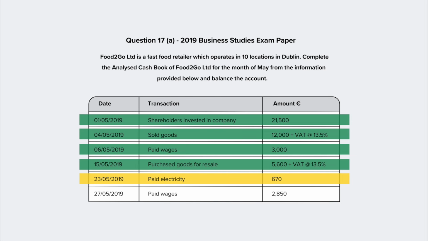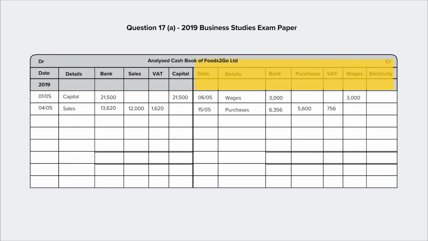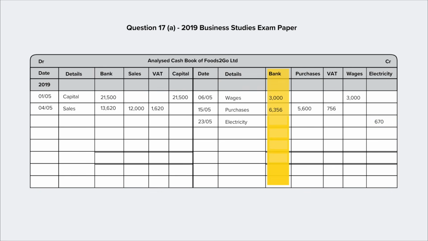Next up, on the 23rd of May, we paid electricity, which was 670 euro. So ask yourself, was this money into our business or out of our business? We paid it, so it's money out, which goes onto the credit side. Insert the date, some details, and look for an electricity column. Insert our amount of 670 euro here, and then make note of 670 euro in the bank column, because we would have used the bank account to pay that.